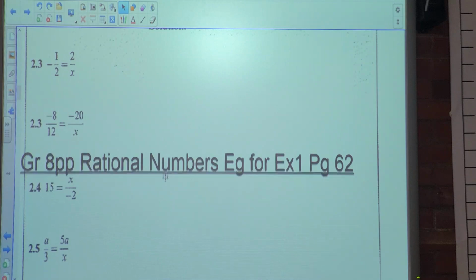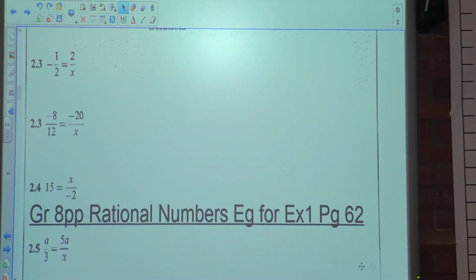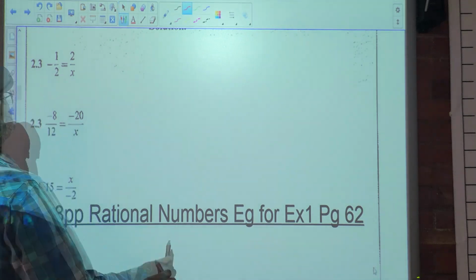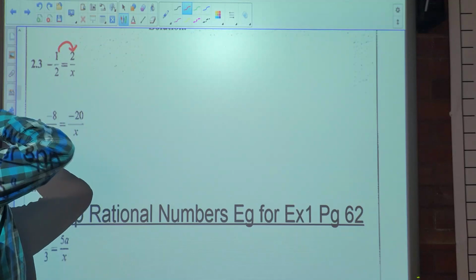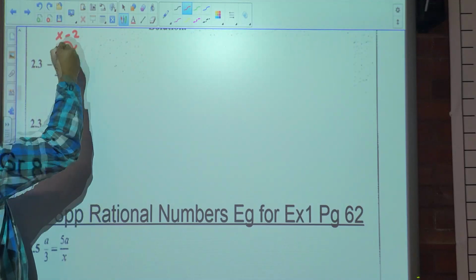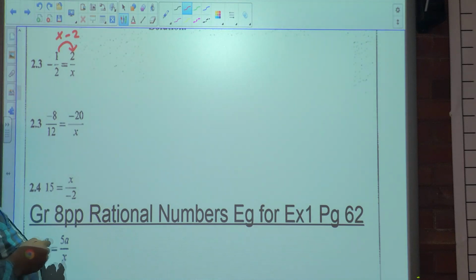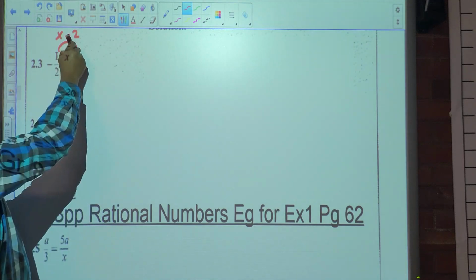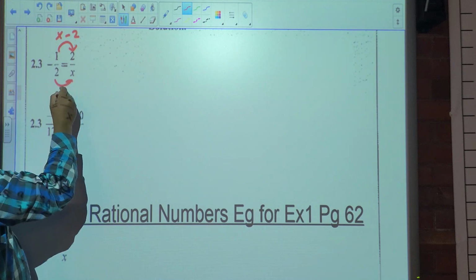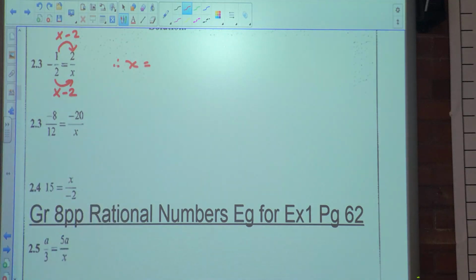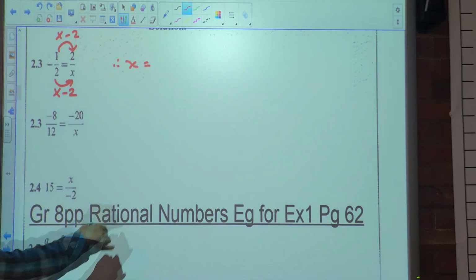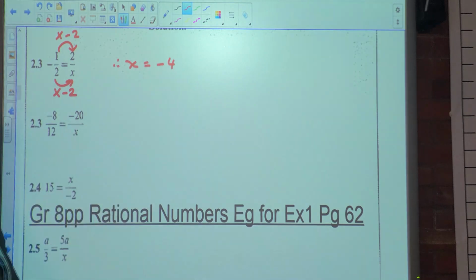Let's look at 2.3. Here we are told that negative a half is equal to 2 over x. So how do I move from negative 1 to 2? Multiplied by negative 2. You all agree with that? So negative times a negative is a positive. So I multiply that also by negative 2. So therefore x is equal to negative. You all agree with that?